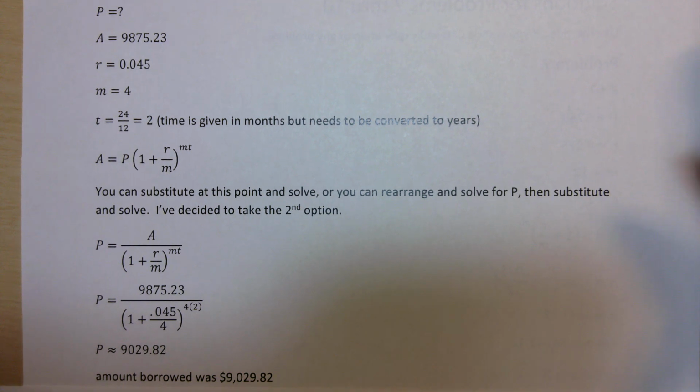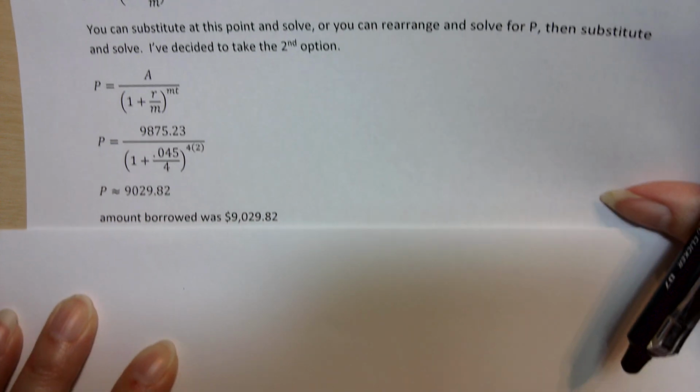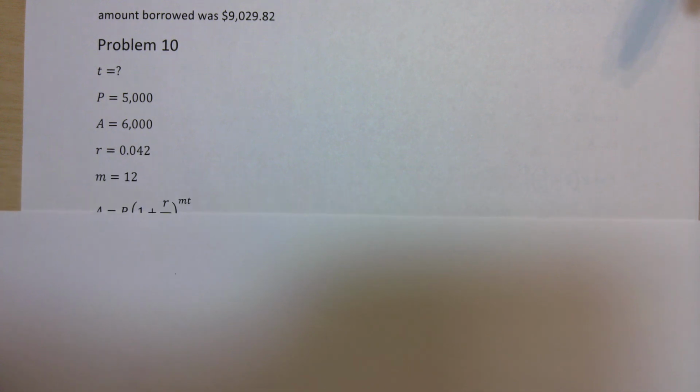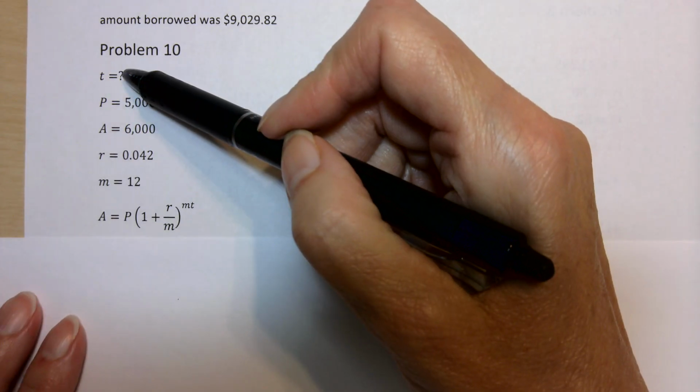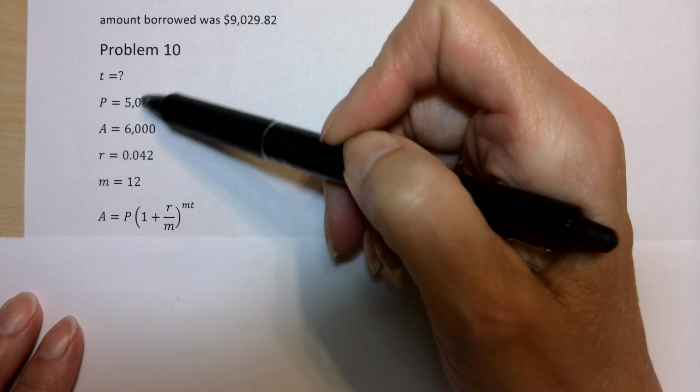Problem 10 is a little different animal. This one is asking you to find out how long it's going to take for $5,000 to become $6,000. So here's the given information, and it's a little different. How long will it take? What's the time for $5,000 to become $6,000? Here's where we start. Here's where we end up.